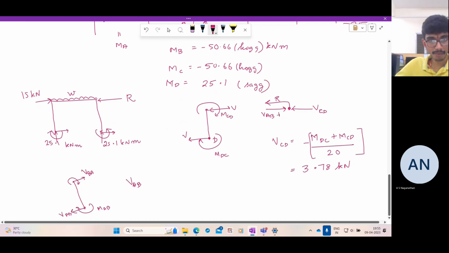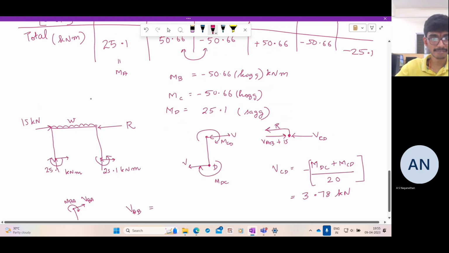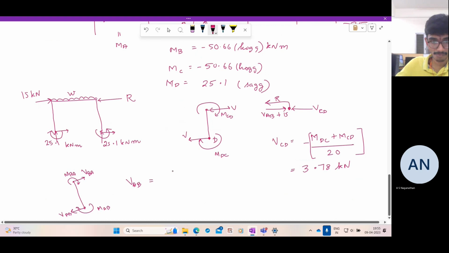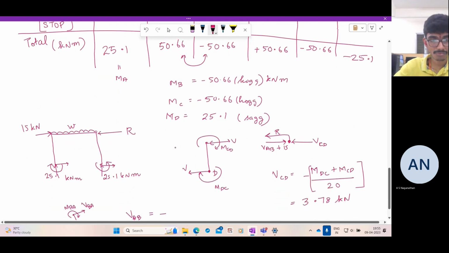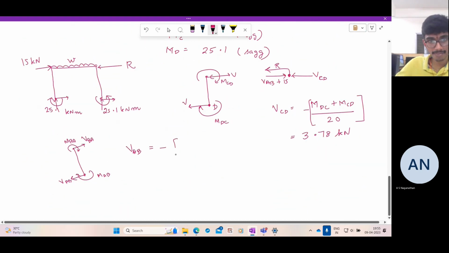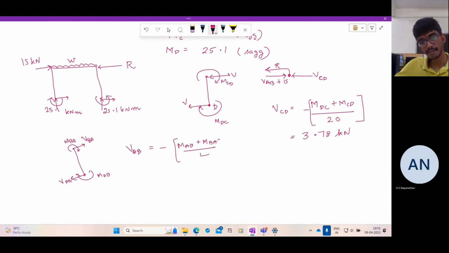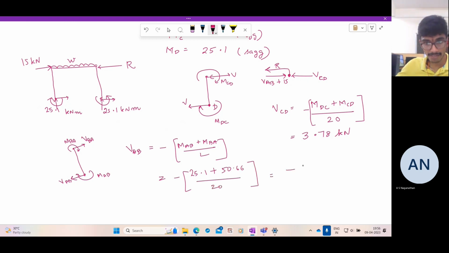So you have VAB plus the applied force. So VAB is nothing but minus (MAB plus MBA) by L. So it is nothing but minus (25.1 plus 50.66) by 20, which is nothing but minus 3.78 kilonewtons.